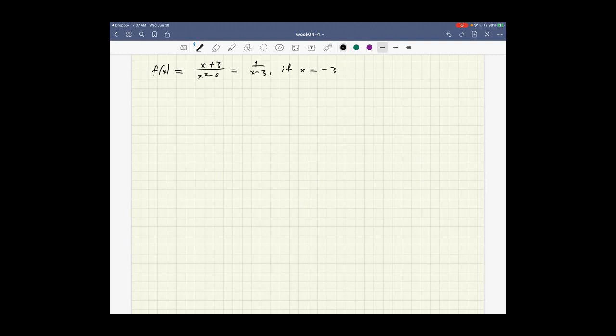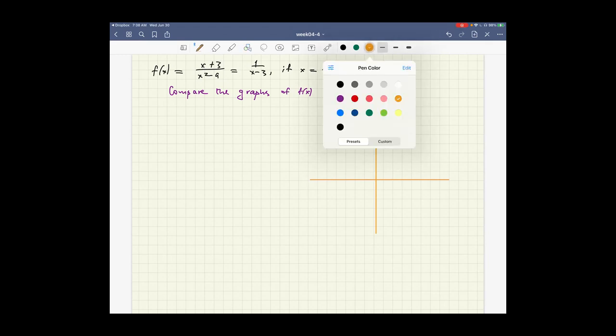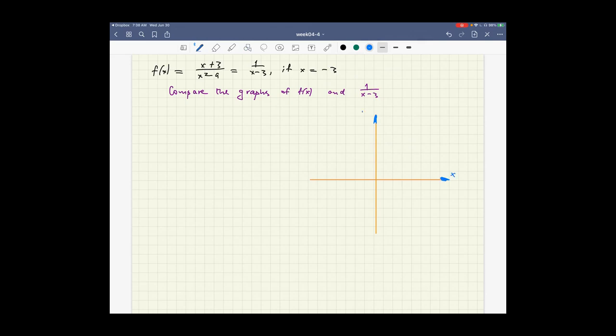Well, compare the graphs of f and the function 1 over x minus 3. Let's draw both. The function 1 over x minus 3 is simply the reciprocal function shifted to the right by 3 units.